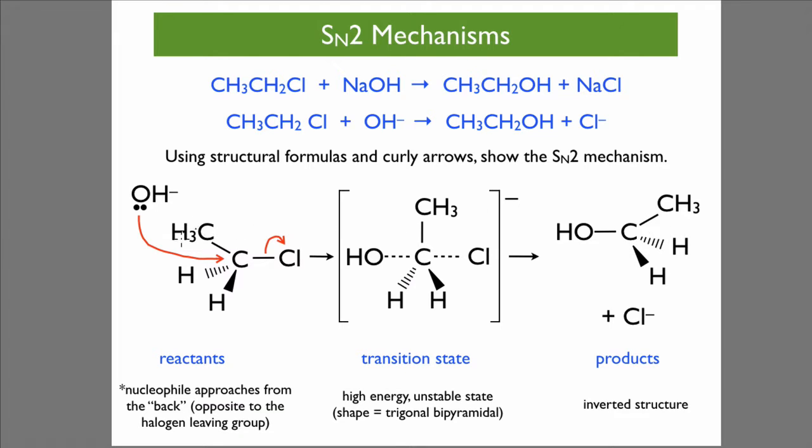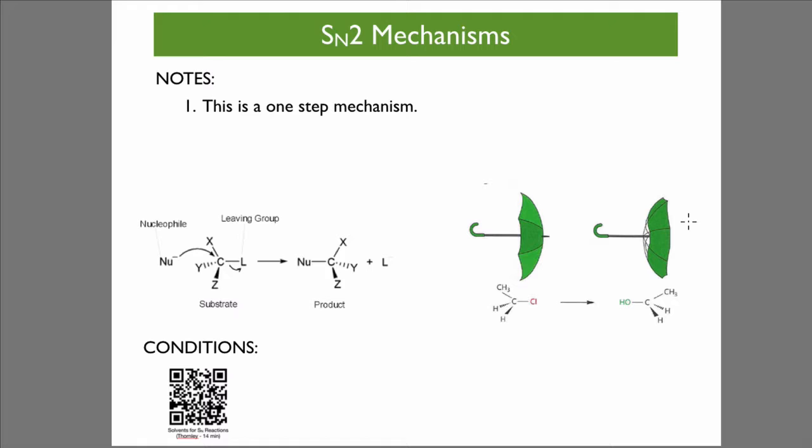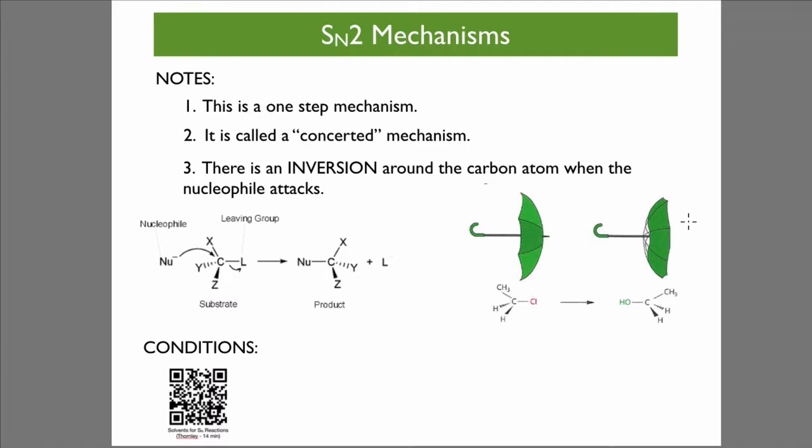If you look here, you've got CH3HH on this side. Over here, it's inverted. It's a one-step mechanism, and it's called a concerted mechanism. There's an inversion around the carbon atom when the nucleophile attacks. So you've got the nucleophile coming in here, and the L gets booted off, and you can see we've inverted X, Y, and Z to inverted X, Y, Z. It's a bit like an umbrella getting pushed inside out.